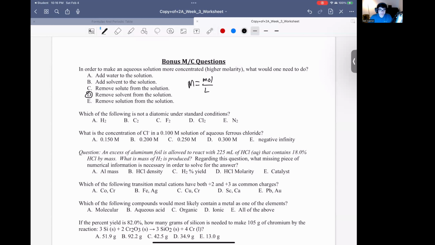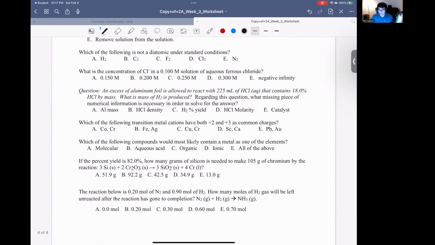And then E says remove solution from the solution. So if you remove solution, you're not changing the concentration, right? You're just taking some out, but all of it is still uniform. You just have less of the same concentrated solution. Right? You need to remove the solvent.